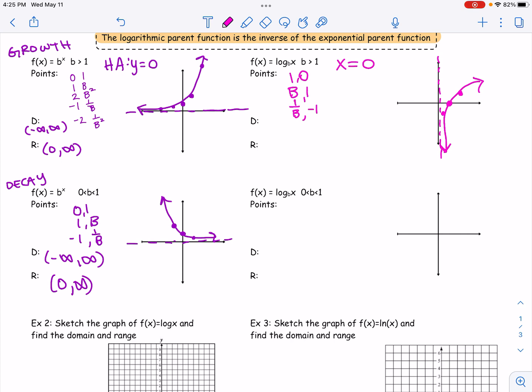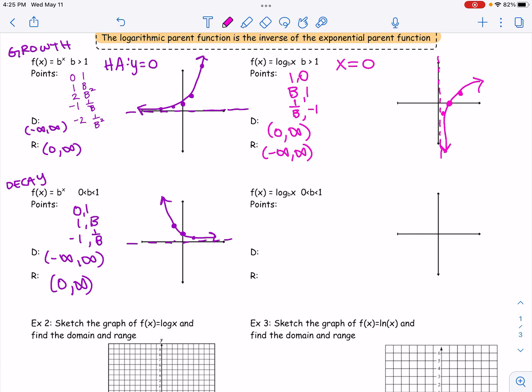This time, my domain, the leftmost value I can use is 0, not including it, and I can go all the way to infinity. The range this time is starting from negative infinity and going all the way to infinity. Remember, another characteristic of inverses is that domain and range get switched. So it makes sense that these are the correct domain and range here.